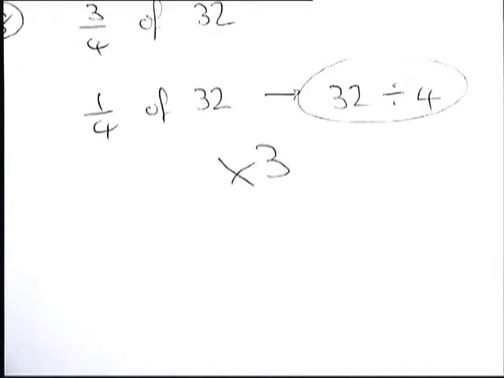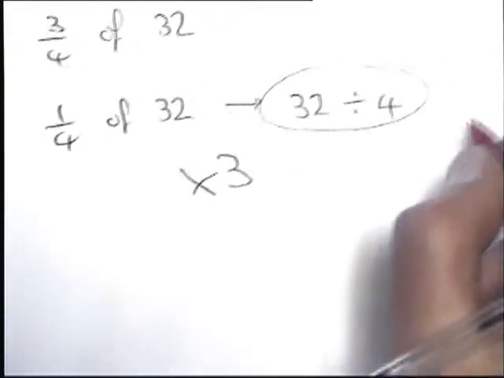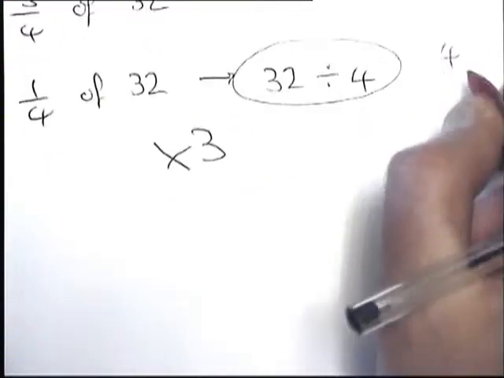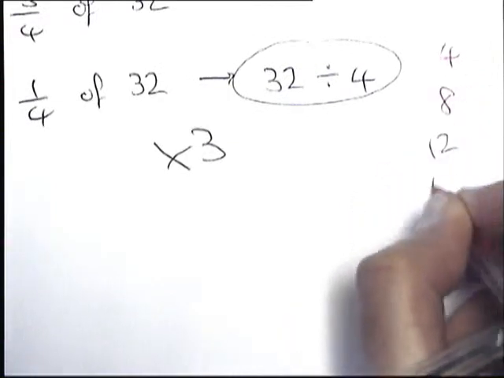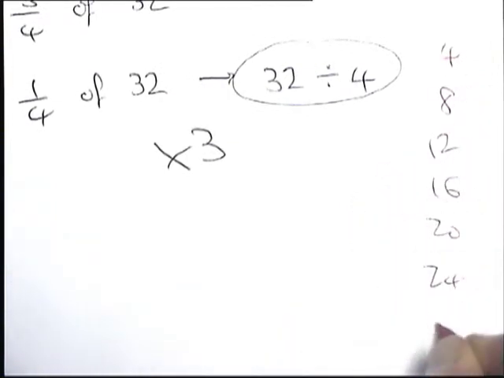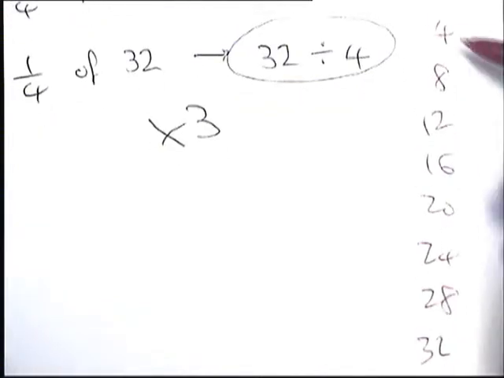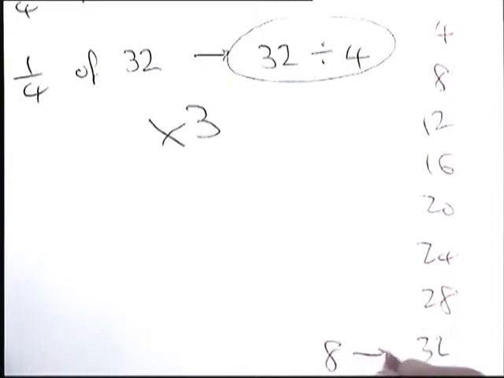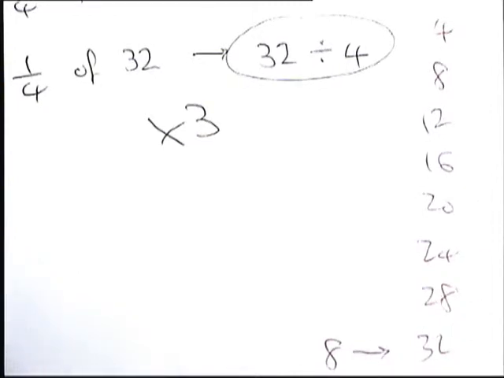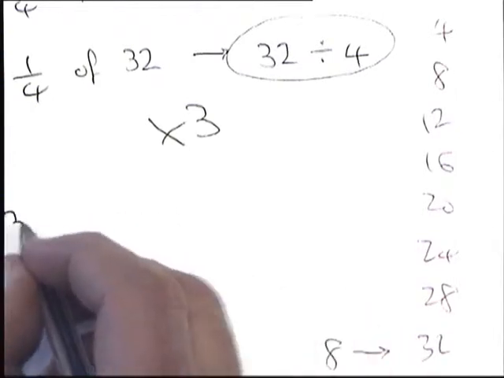Now, 32 divided by 4, because it's a divide, I'm going to write down my 4 times table. So it's 4, 8, 12, 16, 20, 24, 28, 32. Well, there's the number I'm actually interested in. 1, 2, 3, 4, 5, 6, 7, 8 numbers down. So that means that 32 divided by 4 is 8.